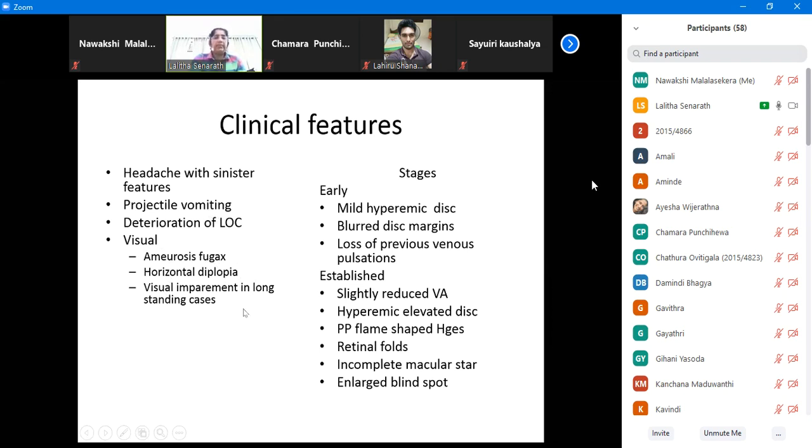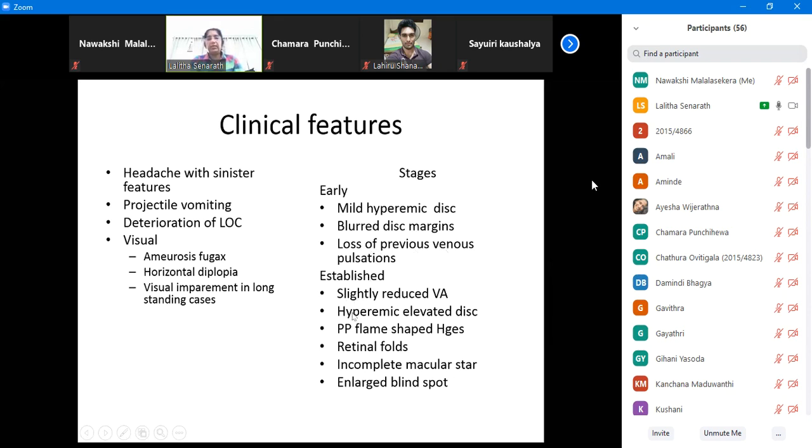We have heard about the false localizing sign. This means horizontal diplopia on and off because of lateral rectus paresis due to raised intracranial pressure and stretching of the sixth nerve while it traverses through the cranial process. And there are stages: the mild hyperemic disc, blurred disc margin, and loss of cupping. The cup becomes filled with edematous nerve fibers, and there is loss of venous pulsation.